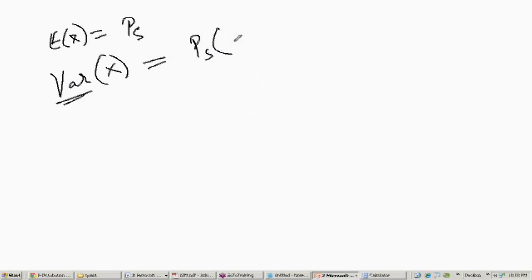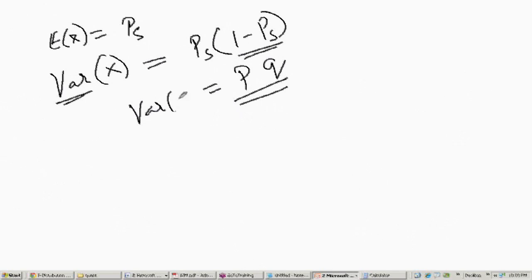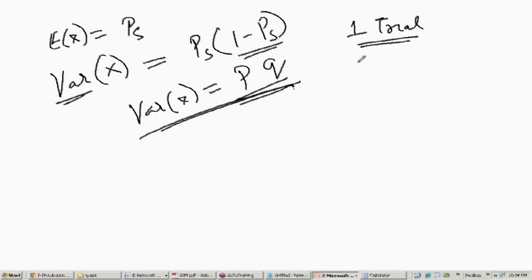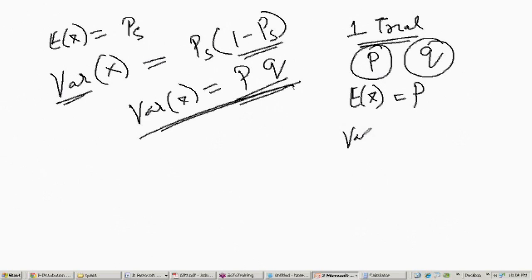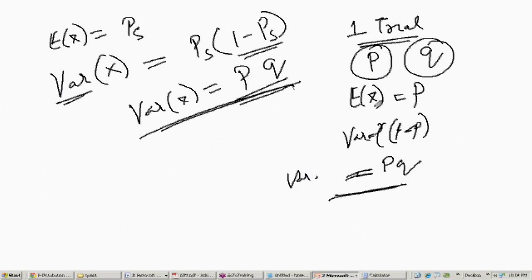The variance of a Bernoulli distribution is given as p into 1 minus p. Since you have p, this 1 minus p is also called q. So the variance is given as p into q. For the Bernoulli, remember there is only one trial. The probability of success is denoted as p, the probability of failure is denoted as q. The expected value is given as p. The variance is given as p into 1 minus p, or p into q. This is the way we denote the variance.